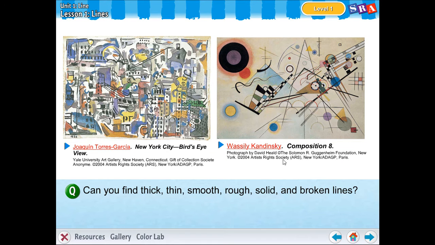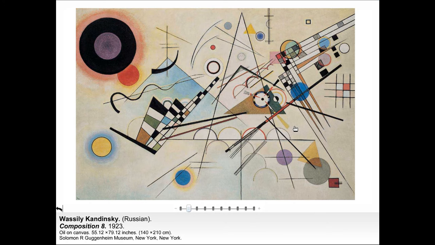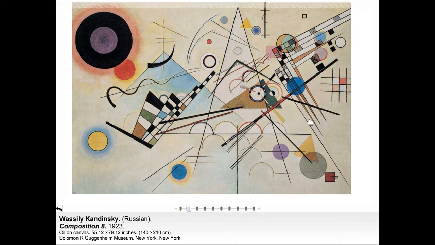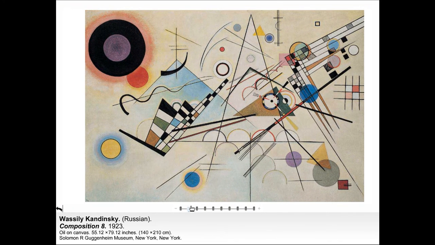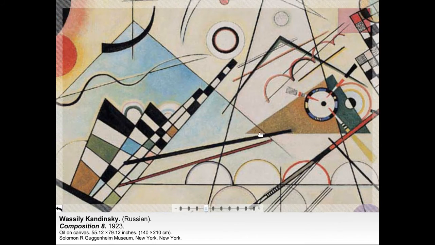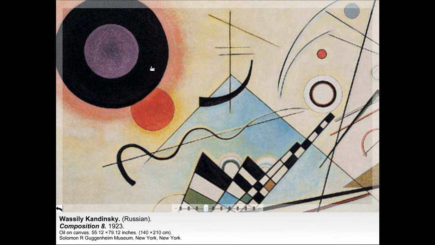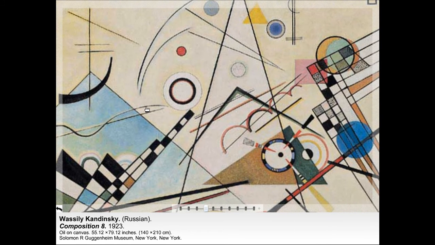So let's look at this one. This is by an artist named Wassily Kandinsky, and he is from Russia. He's a Russian artist. And this is called Composition Number 8 and was painted in 1923. Where can we see thick and thin lines? Let's look, zoom in. Here's a thick one. There's some thick ones here, and I see some really, really thin ones.